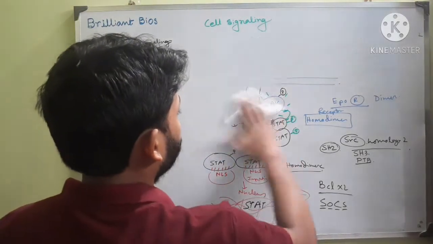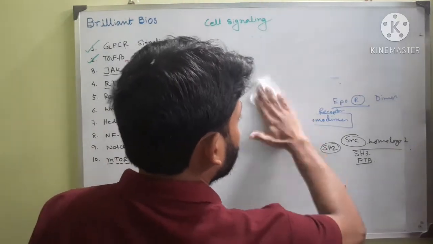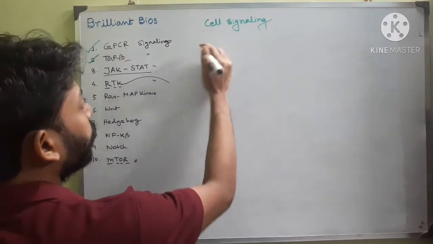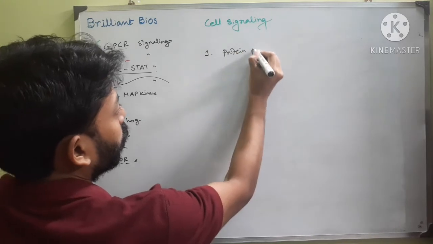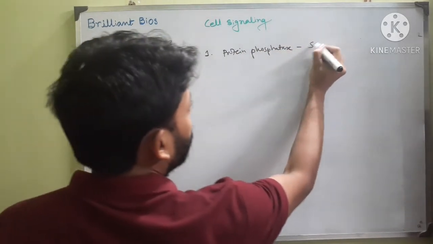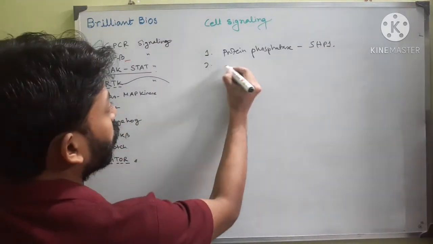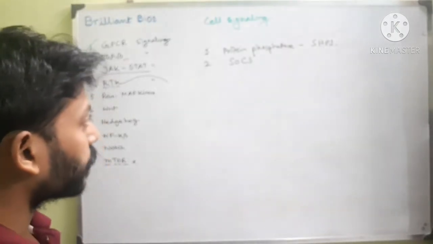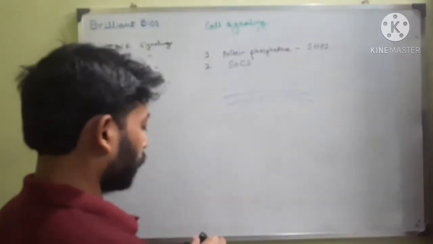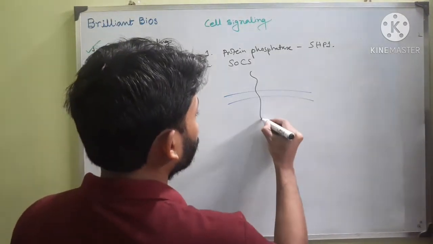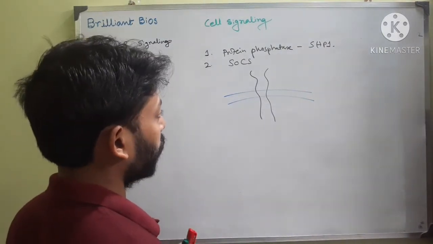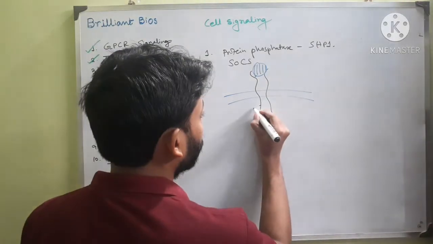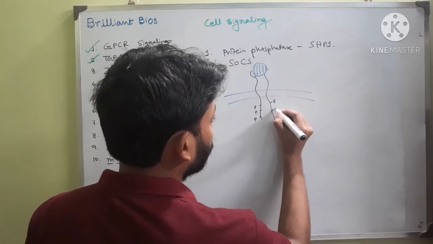There are two ways of this stoppage. The first way is by a protein phosphatase called SHP1, and another way is SOCS, that means suppressor of cytokine signaling. I will show you how these two proteins work. I have mentioned that this is the plasma membrane, and when the ligand binds with the receptor, that is the JAK-STAT receptor, then JAK, that means kinase, actually phosphorylates the receptor on particular tyrosines.